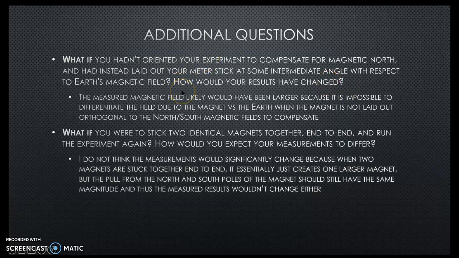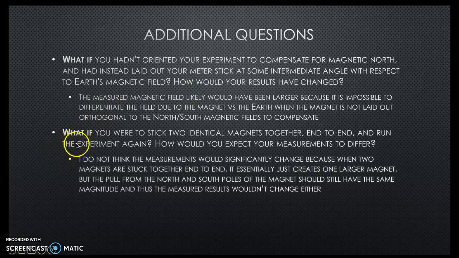Some additional questions to consider. What if we hadn't oriented the experiment to compensate for the magnetic north and had just laid it out at some random angle with respect to the Earth's magnetic field? The magnetic field definitely would have been larger because it would have been impossible to differentiate between the magnetic field due to the bar magnet from the magnetic field due to the Earth. And if it weren't orthogonal, there would have been no way to remove that from the equation.